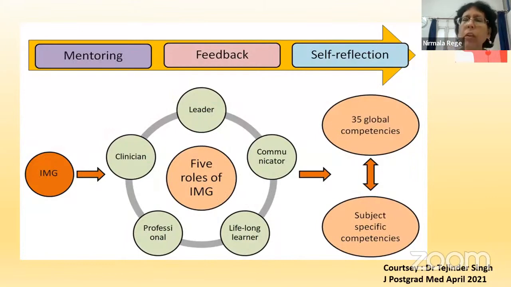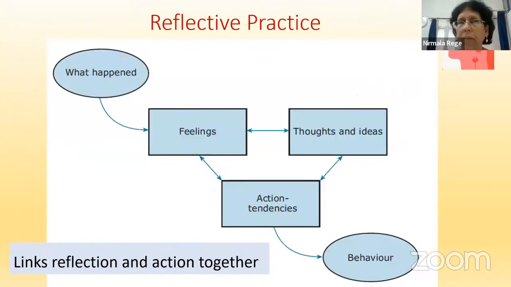And with this particular thing in mind, the CBME has introduced reflection in their course. In fact, the IMG has to follow those 5 roles that are important. There are competencies, global and subject-wise, that have been specified. But the backbone is mentoring, feedback, and self-reflection. And that is why we have to teach them reflection.